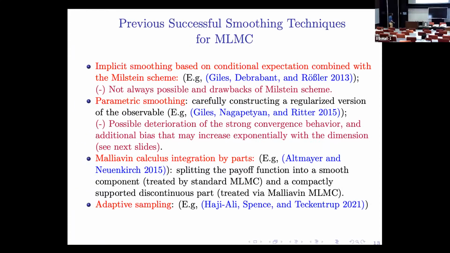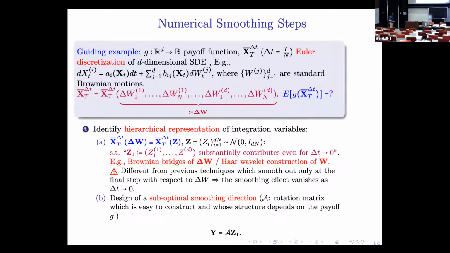So now I introduce the idea of numerical smoothing. All right, so here we will use a guiding example to explain the idea. Let's consider the d-dimensional payoff G here. And X bar denotes the Euler approximation of a certain solution of this stochastic differential equation. Okay, so you can see the discretized path as a function of the delta W increments for each dimension, right?